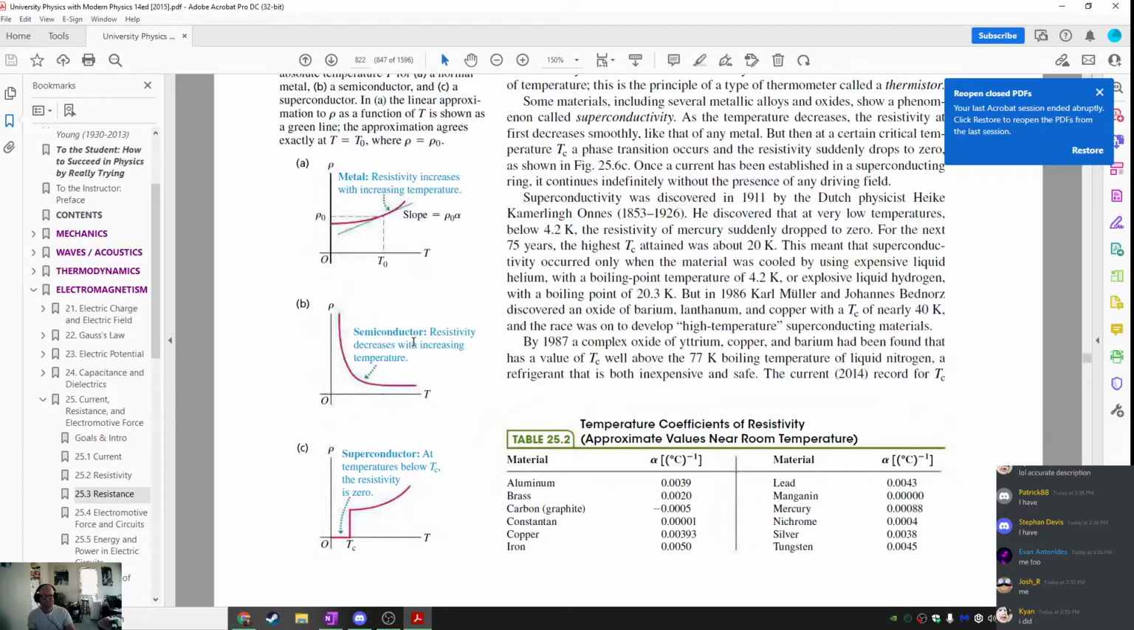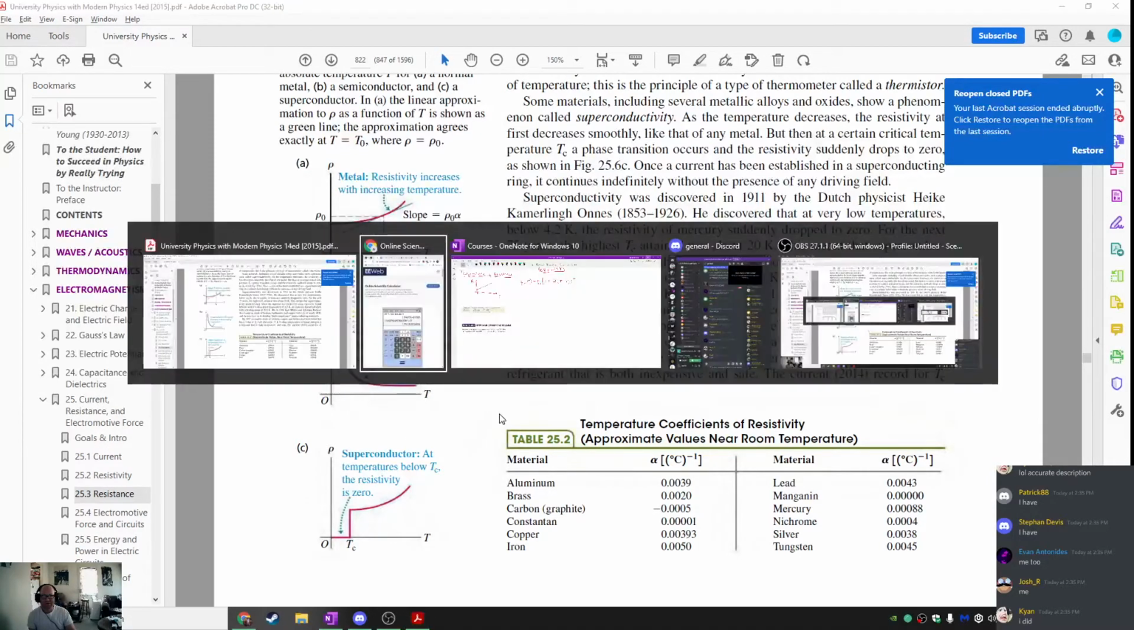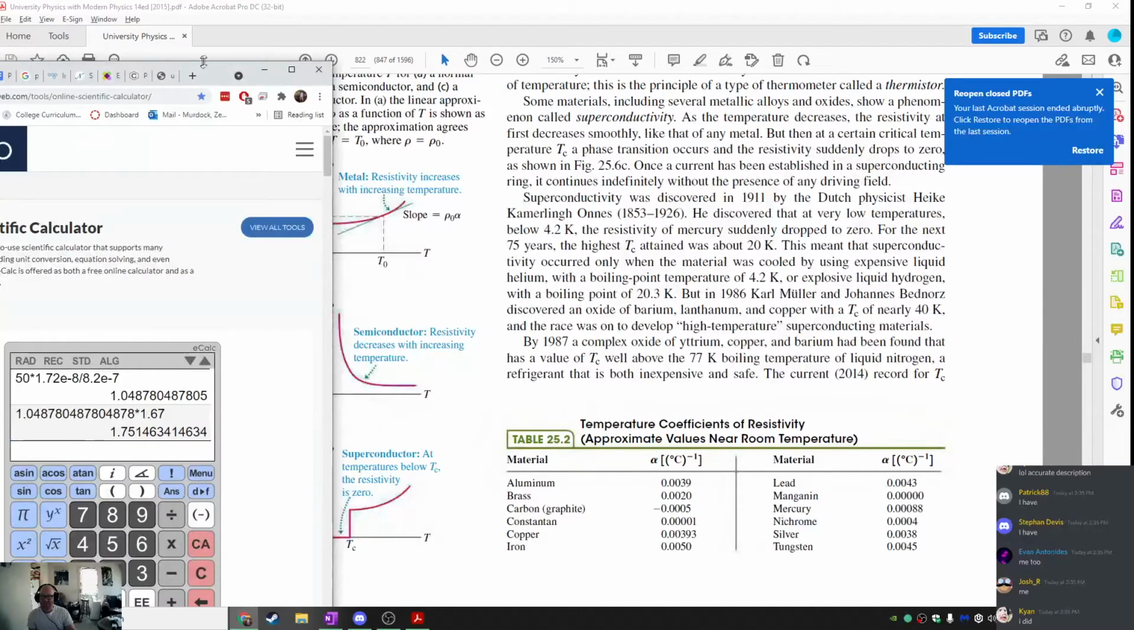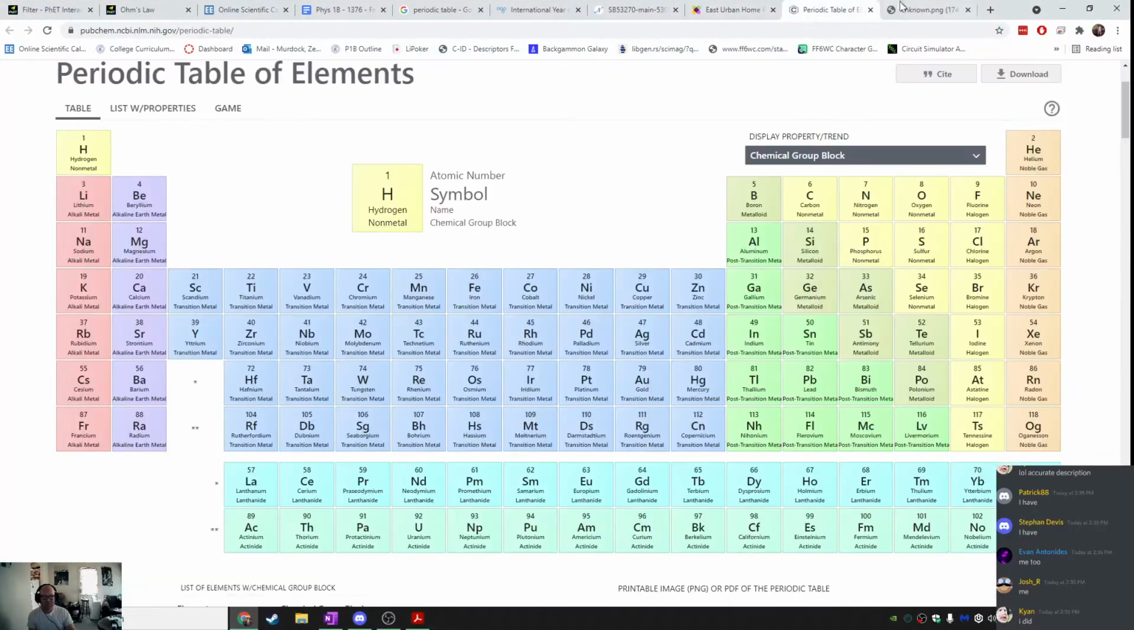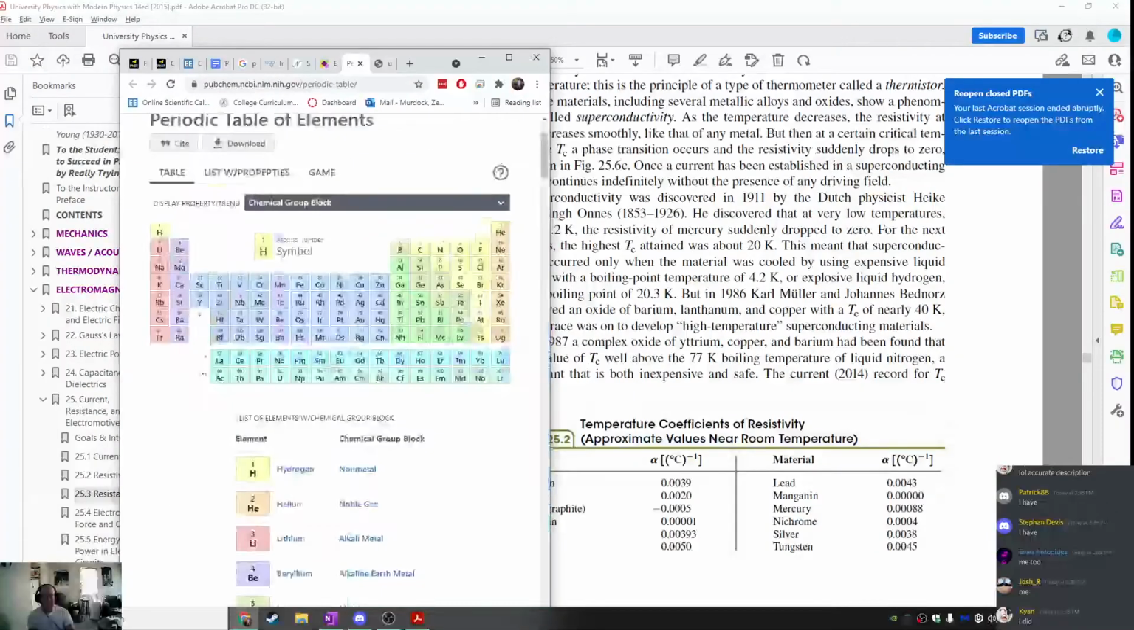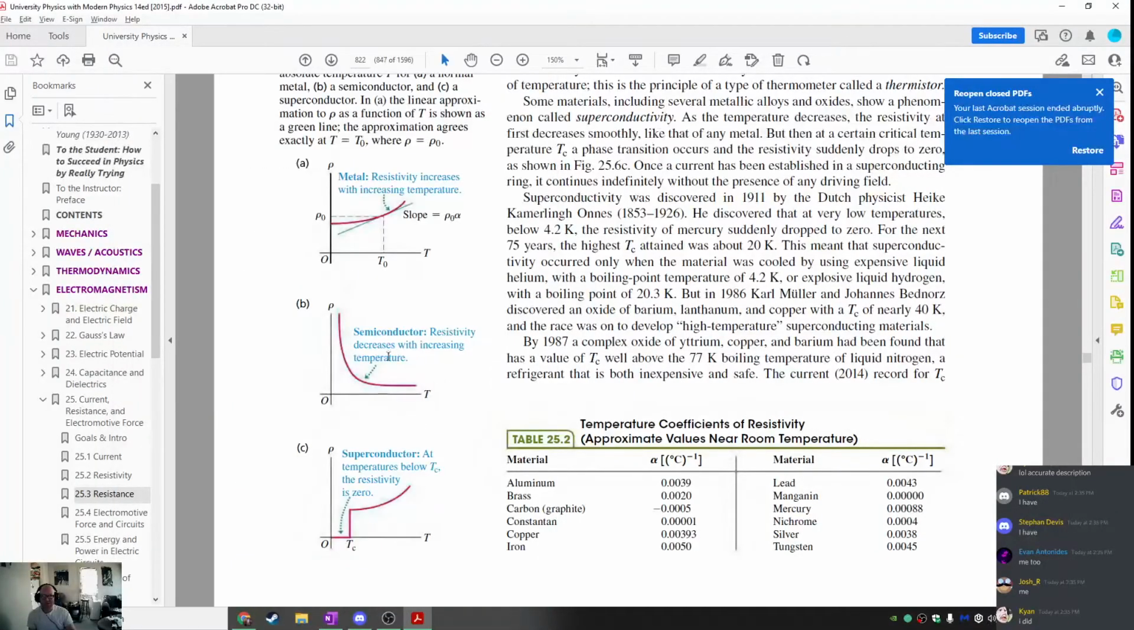Here, we can go to the periodic table. So it's like silicon, germanium, maybe arsenic too, are semiconductors. There's all kinds of different materials that can be semiconductors. The thing that differentiates them is that for metals, the resistivity increases with temperature. For semiconductors, the resistivity decreases, which is quite nice.